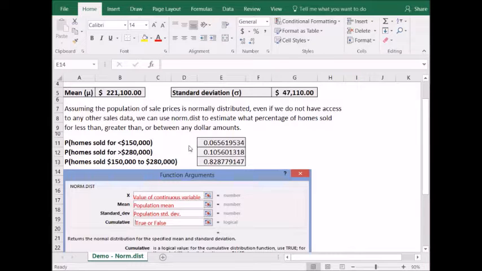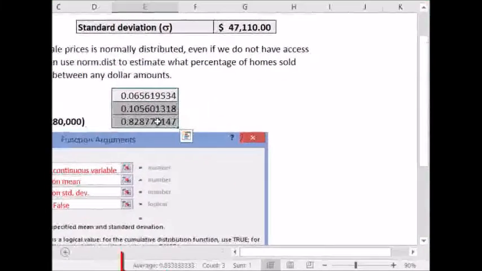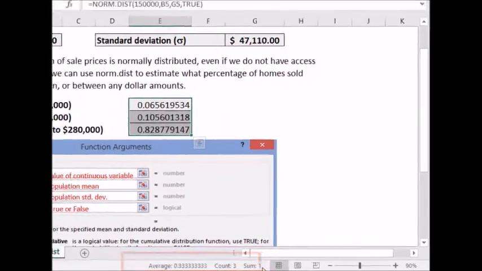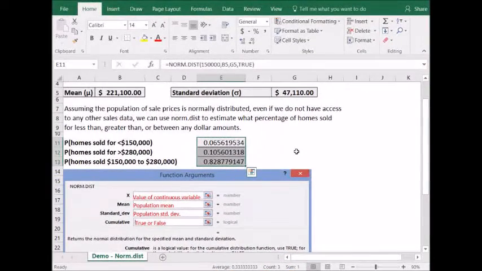In this set of 3 questions, we have found the probability of homes selling for less than 150, 150 to 280, and more than 280. That is the entire population of homes. When we add all 3 answers, we should get 100%. I'll select them with the mouse key, and at the bottom you can see the sum adds to 1. This video has demonstrated how to use norm.dist to find the cumulative probability of area under the curve in a normal distribution.